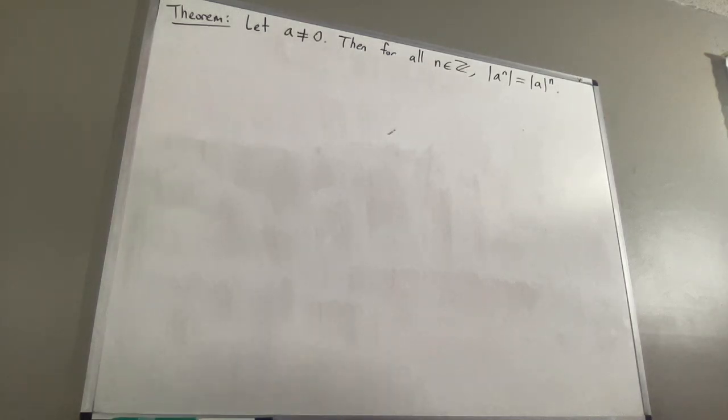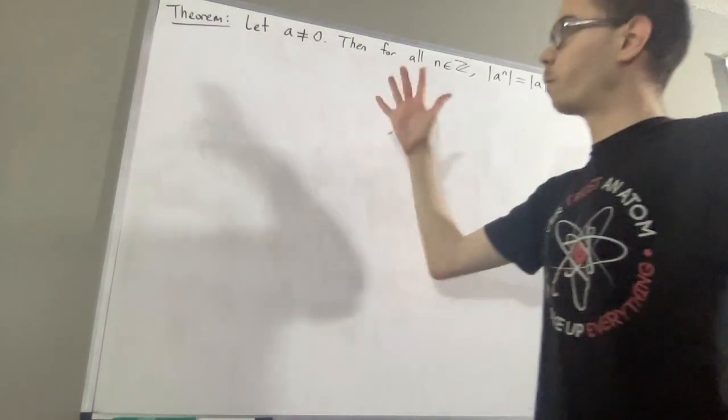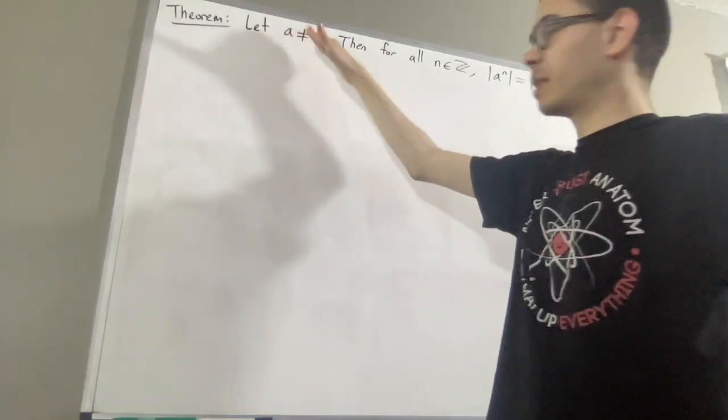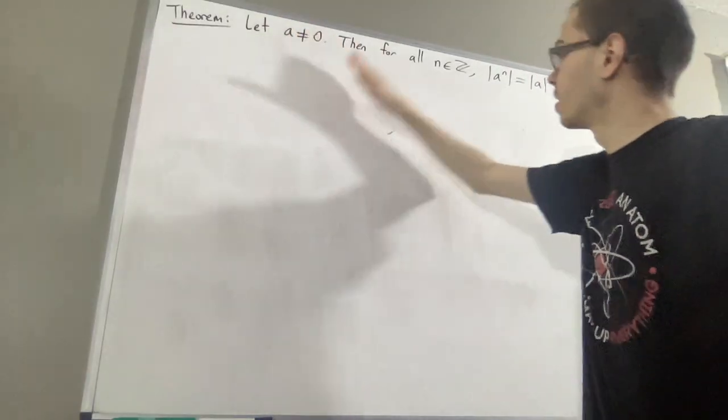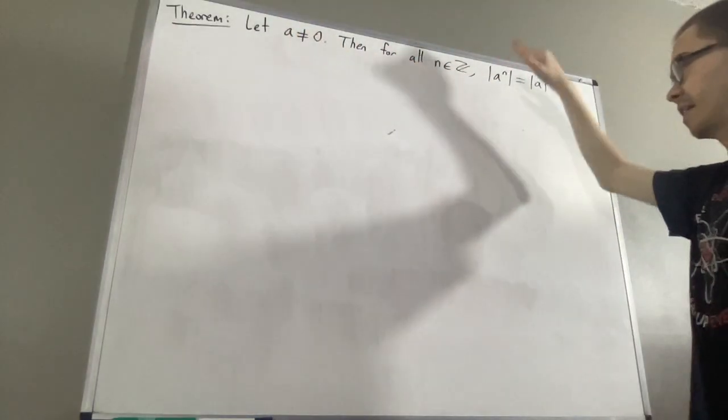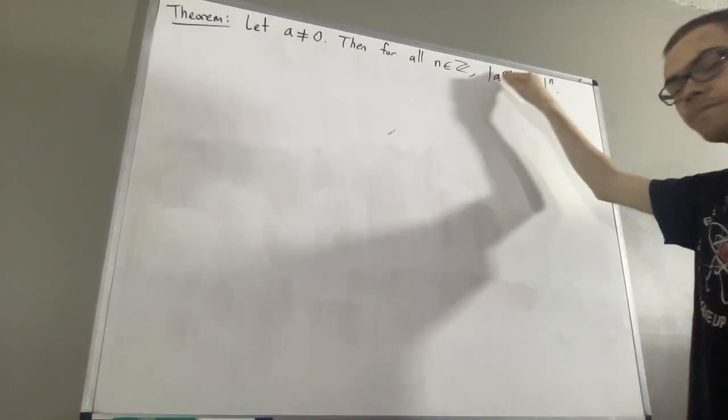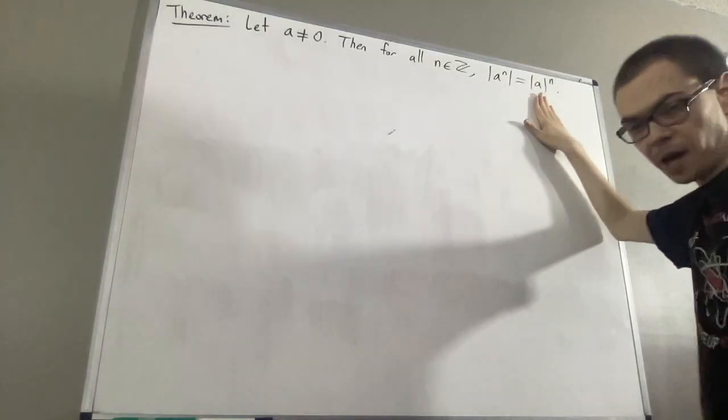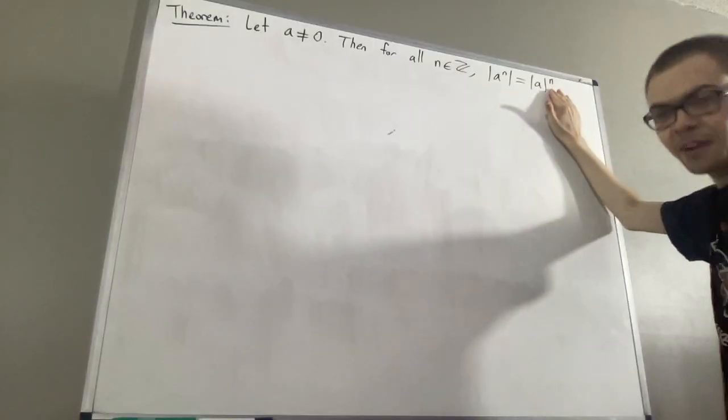Hello! In this video, we are going to prove the following theorem. Let a be a non-zero real number. Then for all integers n, the absolute value of a to the power of n is equal to the absolute value of a, to the power of n.